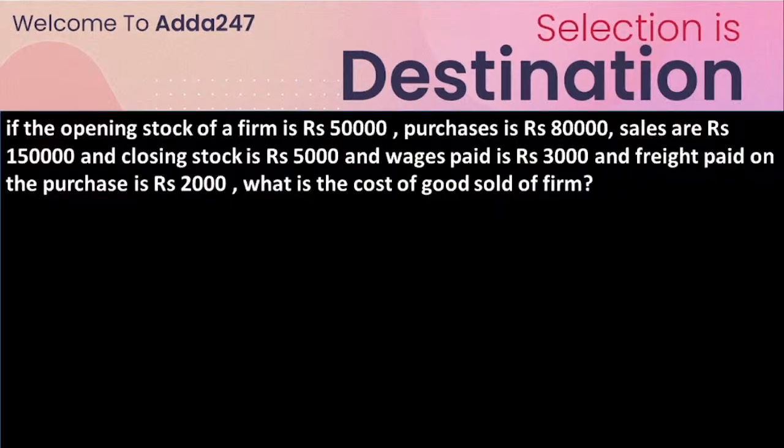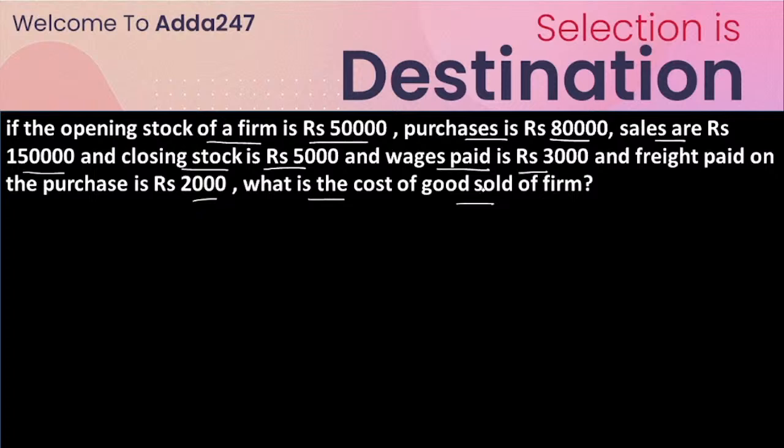So the first question is we have to find out the cost of goods sold of a firm. Opening stock is given here, that is 50,000, and purchases are given, that is 80,000. Sales are given as 1,50,000 rupees. Closing stock is given as 5,000 rupees. Wages paid are 3,000 rupees, and freight paid on the purchase is 2,000 rupees. So we have to find out the cost of goods sold of the firm.